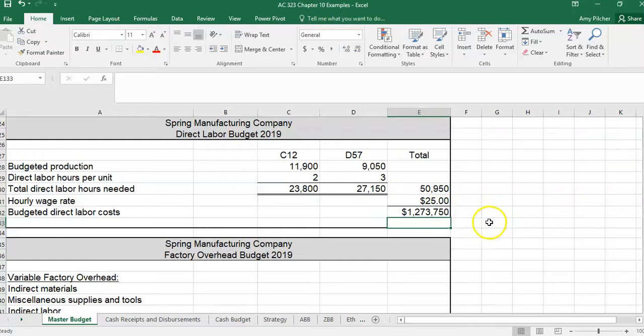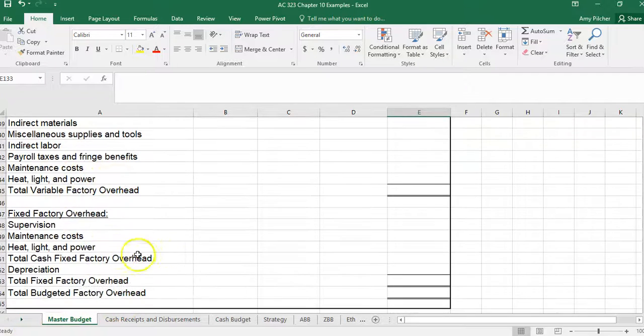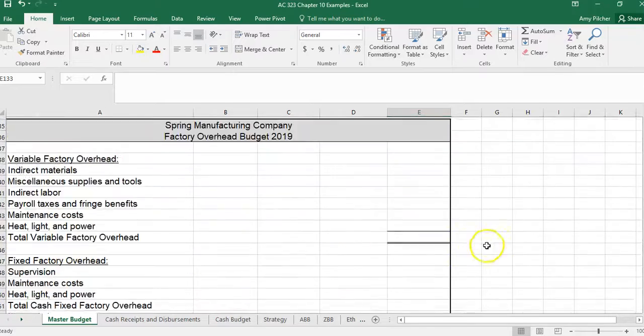The next thing that we need to do is our overhead budget. So we have information about our overhead. We have indirect materials, miscellaneous, indirect labor, payroll taxes and fringe benefits, maintenance costs, and heat, light, and power. We also have information about our fixed factory overhead.